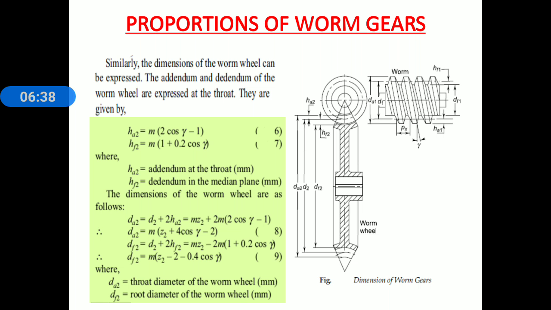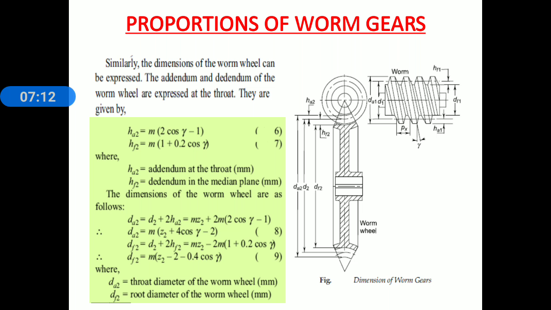Now the throat and root diameter of worm wheel are expressed as follows. First of all, we find out the throat diameter DA2. Everyone observe the sketch carefully. Using the sketch, we get the value of throat diameter of worm wheel DA2 is equal to D2 plus 2 times addendum of worm wheel. DA2 is equal to D2 plus 2 HA2. Now we know the value of D2 and HA2.